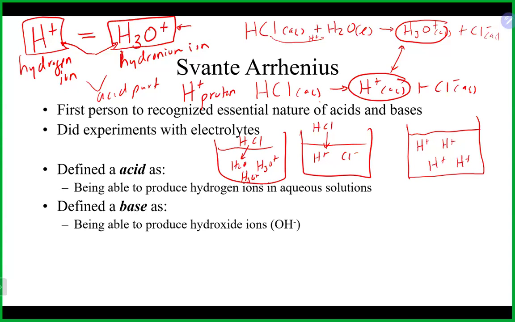So a proton, H+, which is the hydrogen ion, and the hydronium ion, which is H3O+, they all essentially represent the acid part of what's going on in the solution. Any questions on that there?